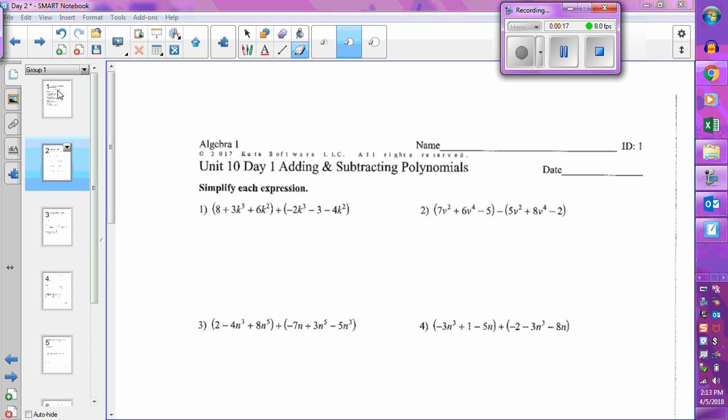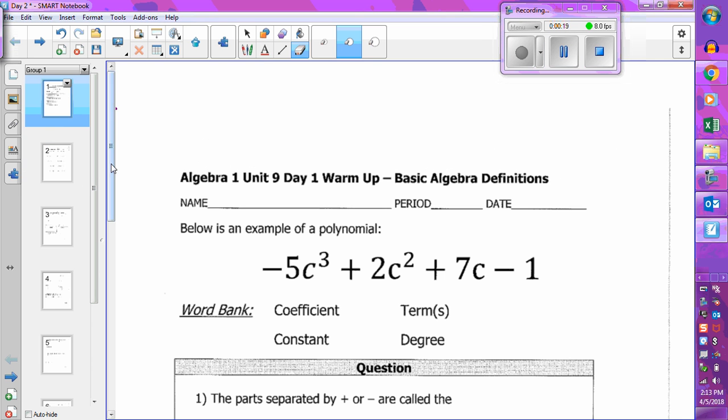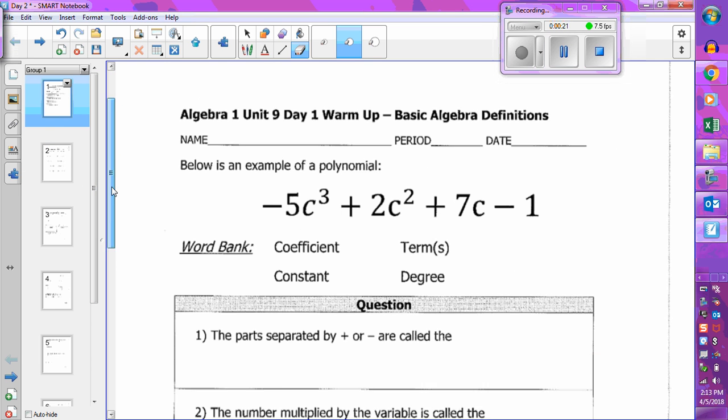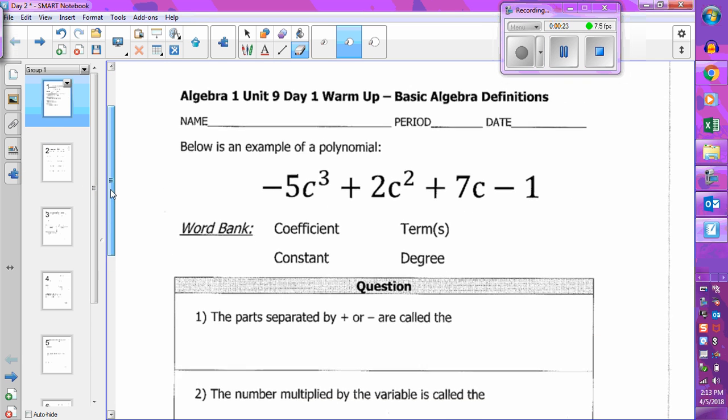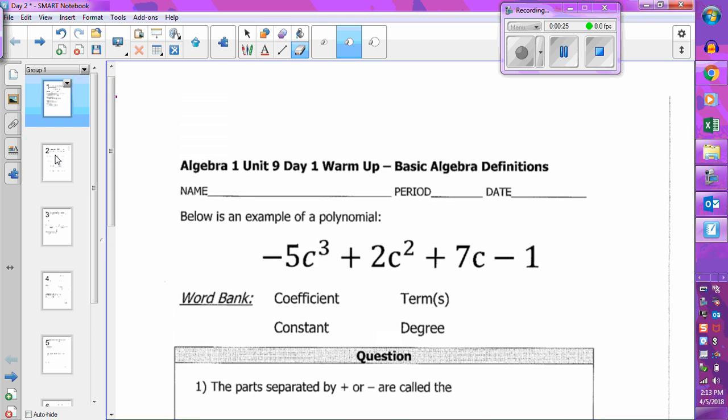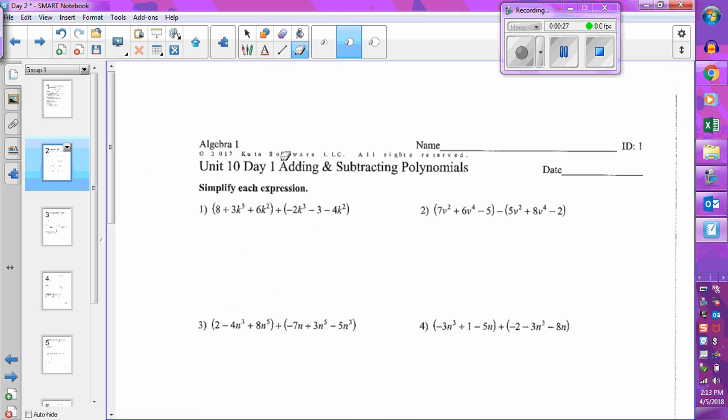So just to go back, this warm up right here, we should have already done, or we will be doing together as a class. So this will be filled out. But moving on to the video portion of it, we're going to pick up right here where it says adding and subtracting polynomials. We're just going to do a quick demonstration just to refresh our brain on how we did the polynomials, adding and subtracting, and then we're going to move along.